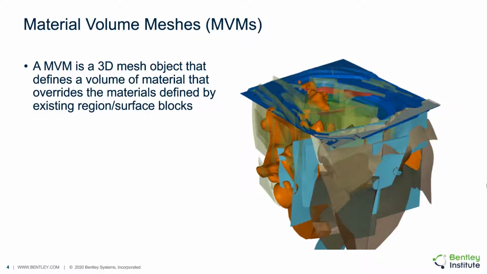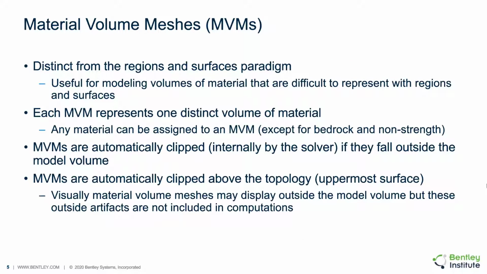Material volume meshes were introduced into the software as a method for overcoming the limitations of a layer cake model. A material volume mesh is a 3D object that defines a volume of material that overrides the materials defined by existing region and surface blocks. It is important to recognize that material volume meshes are distinct and separate objects from the regions and surface paradigm. Therefore, they are useful for modeling obtuse volumes of materials that are difficult to represent with regions and surfaces.